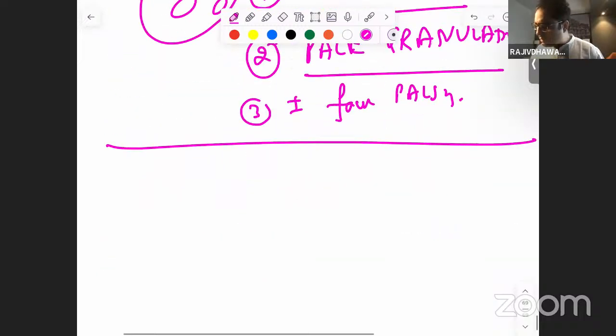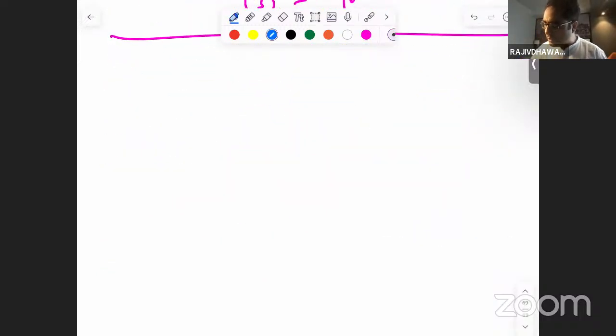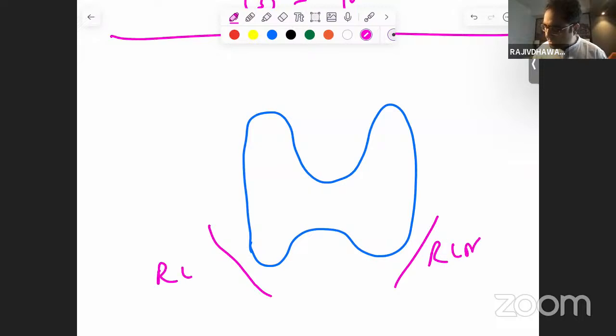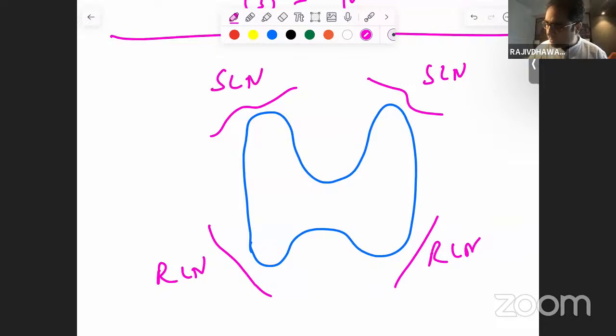Let us talk about the thyroid gland question, beta. Very good and very important question. Please draw the thyroid gland. At the lower pole, we have the recurrent laryngeal nerve, RLN, beta. And at the upper pole, the superior laryngeal nerve. That's the thyroid gland relation.